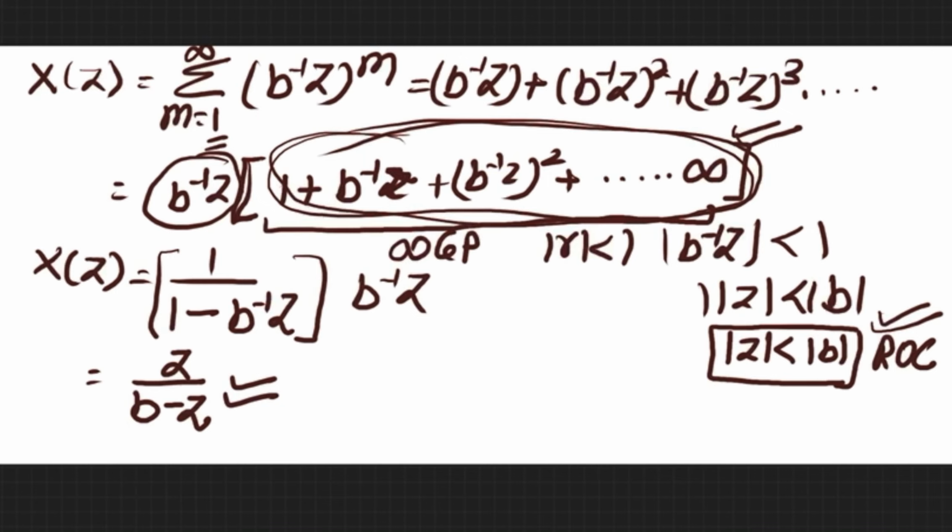So now how to plot the region of convergence? For plotting the region of convergence, we will draw a circle with the radius of b. So this is the circle with the radius of b.